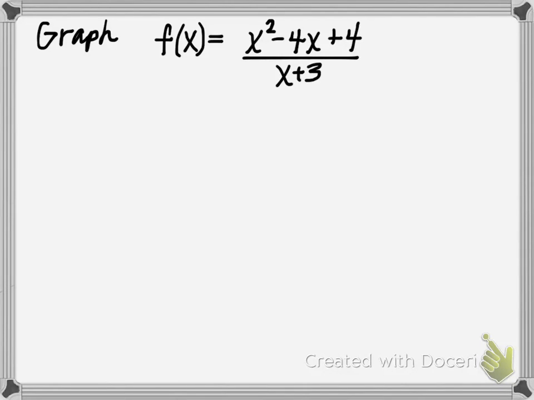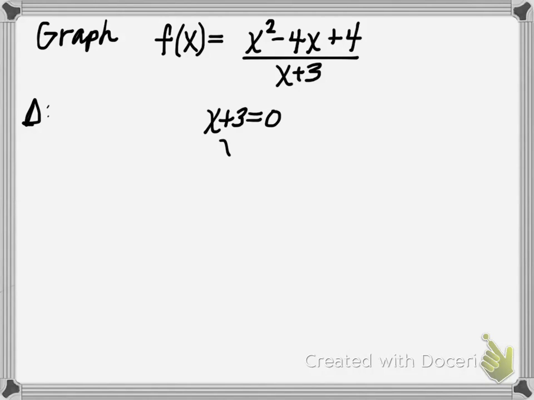We want to graph this rational function f of x equals x squared minus 4x plus 4 divided by x plus 3. So we will begin with the function's domain. Because this is a rational function, and that means that it's a fraction, we know we can't have 0 in the denominator of a fraction. So we'll be looking at the denominator and seeing what would cause the denominator to equal 0.